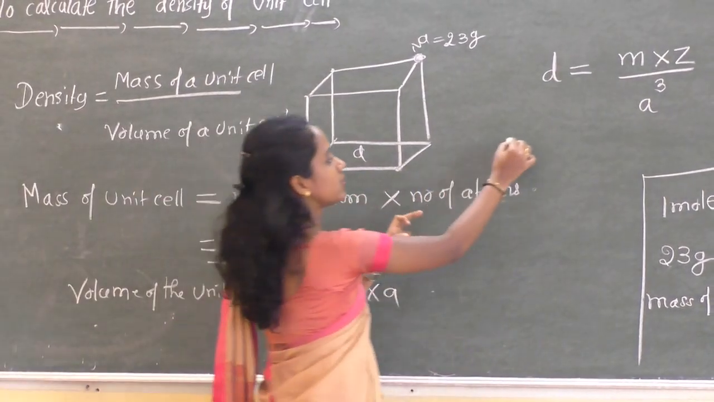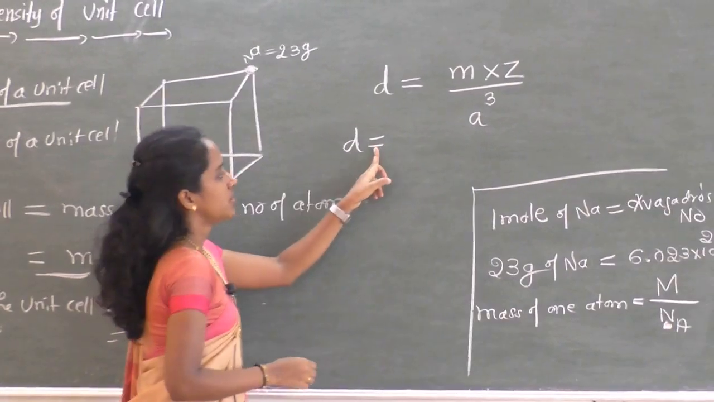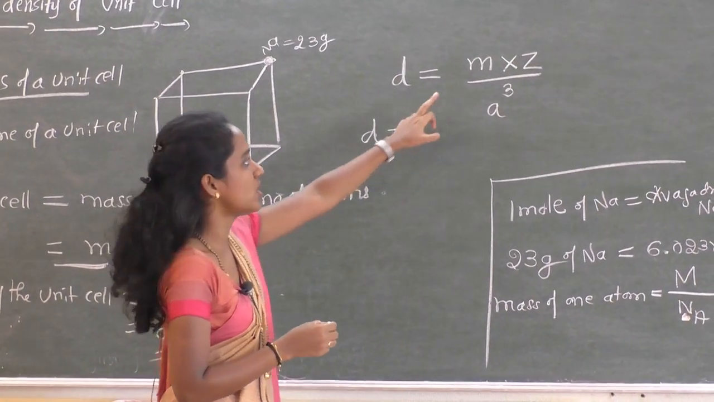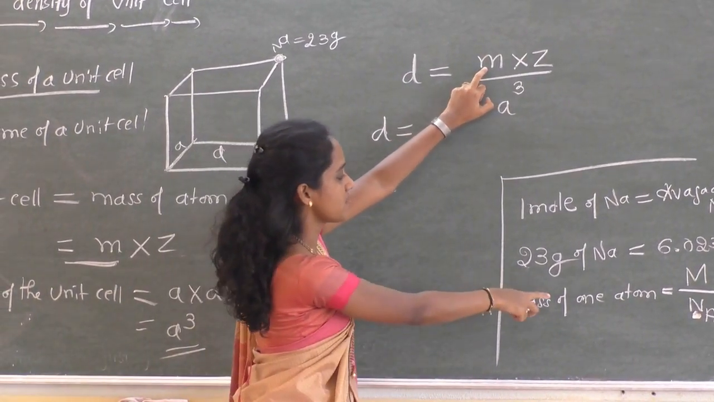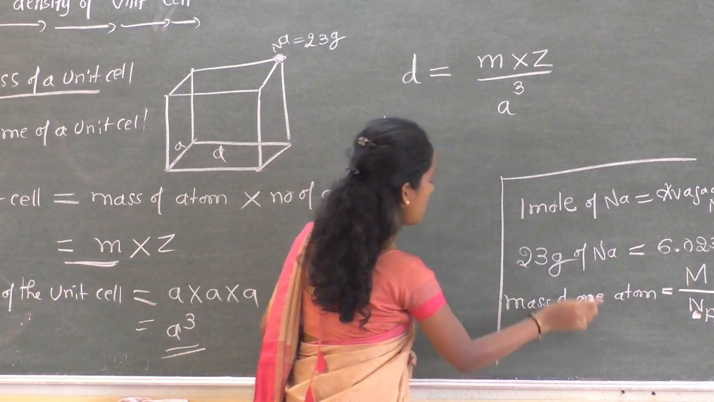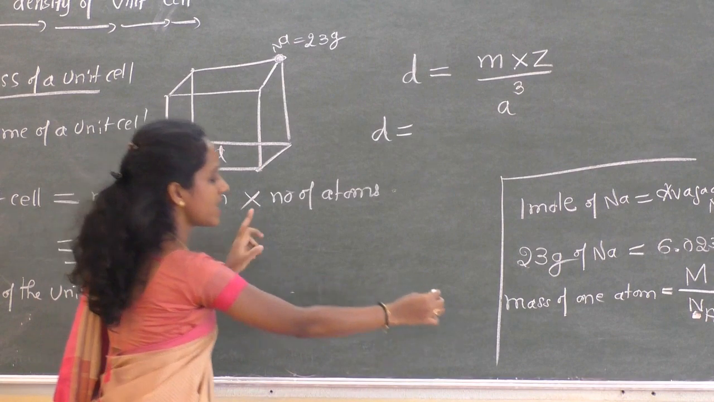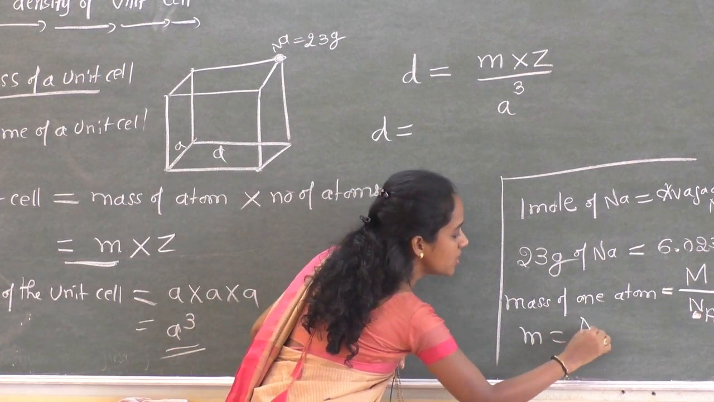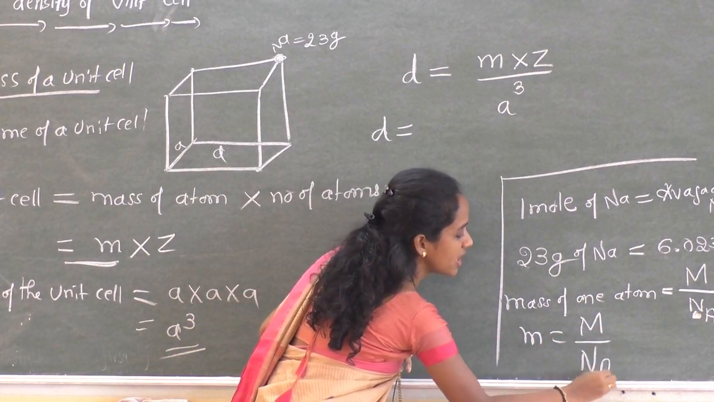So I can substitute here density d is equal to, what is m here? m is the mass of one atom, that is m is equal to molar mass by Avogadro number.